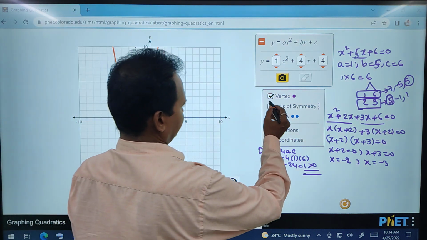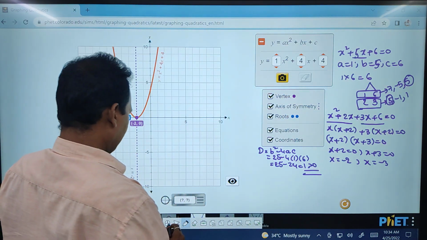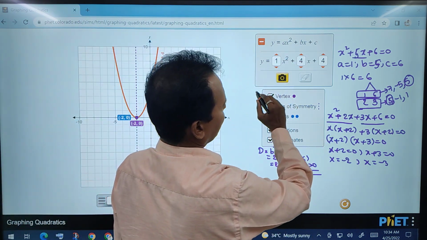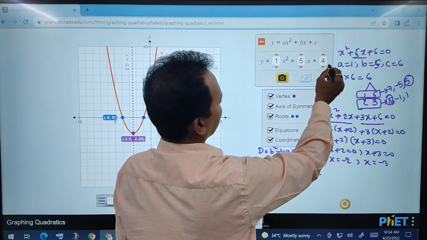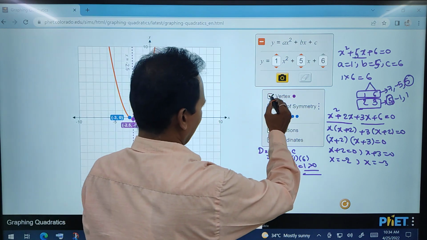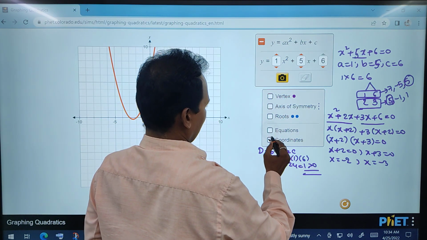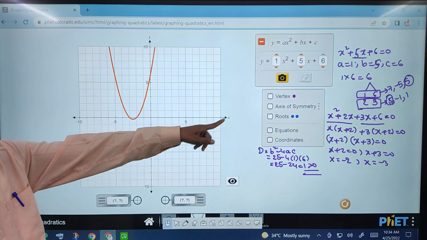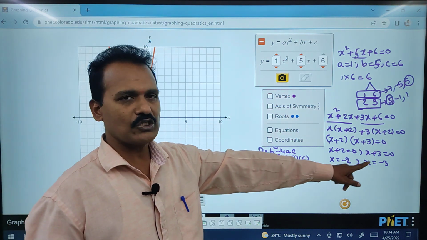Now see this one. How will the graph be? Here we have 1x square plus 5x plus 6. Now what are the roots? Minus 2 and minus 3.